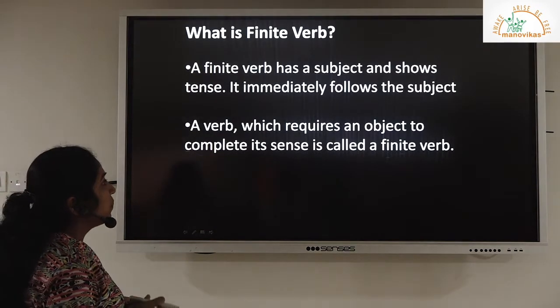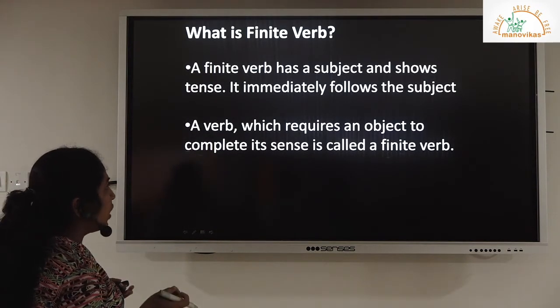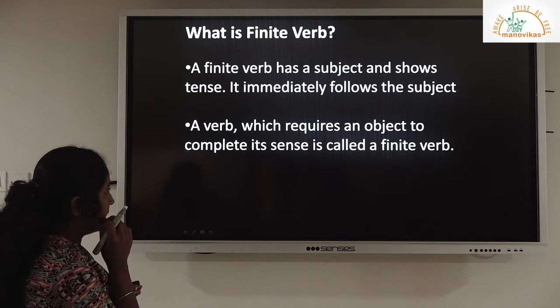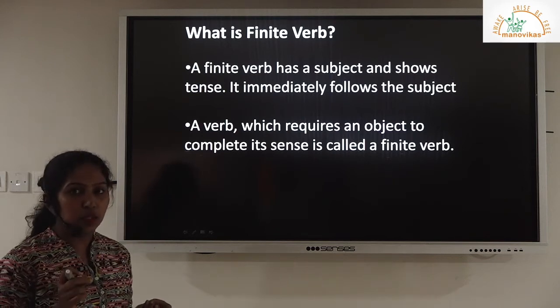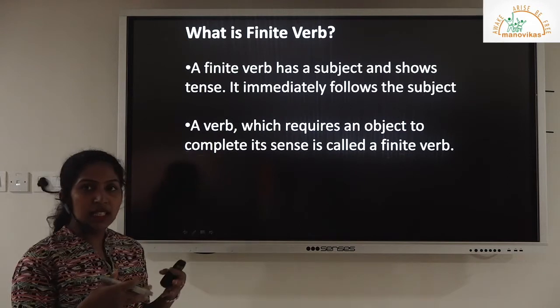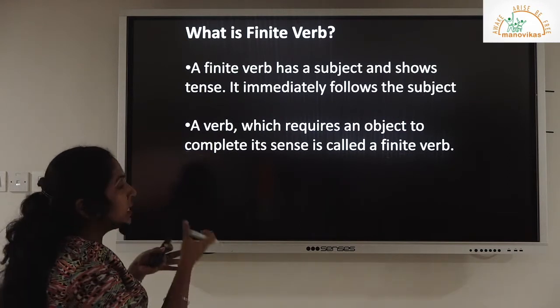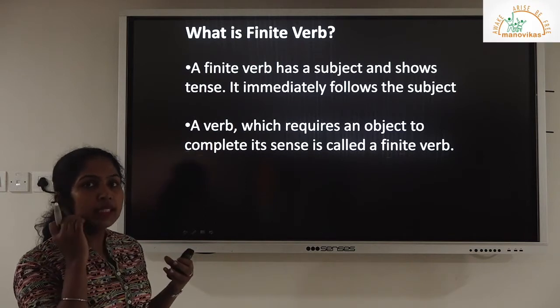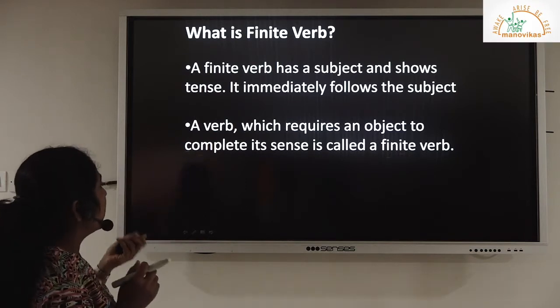A verb that requires an object to complete its sense is called a finite verb. Without the subject, the verb wouldn't make any sense. So it needs a subject to make sense in the sentence. Hence it is called a finite verb.